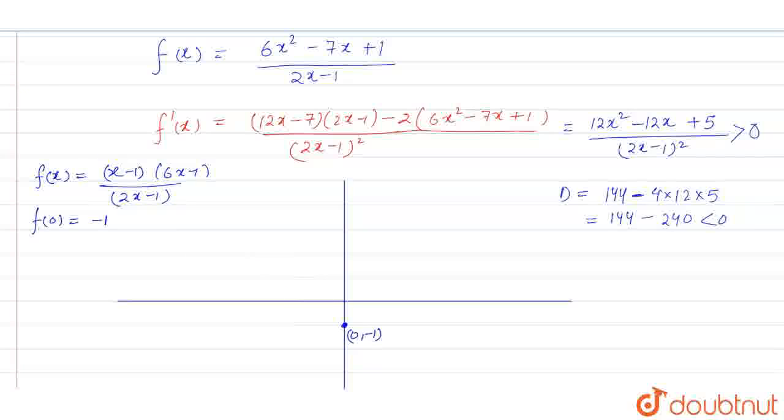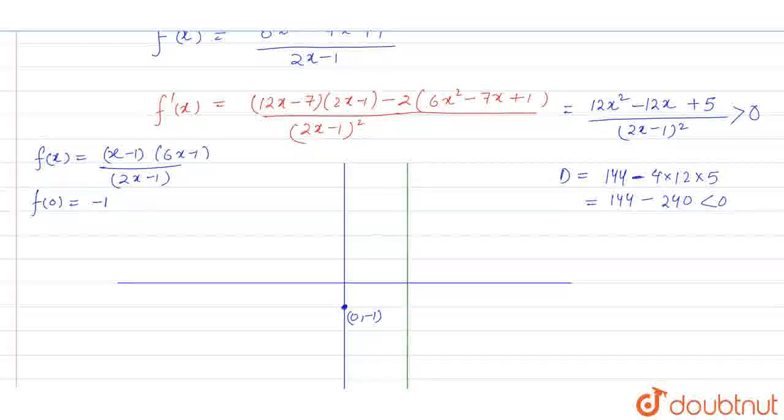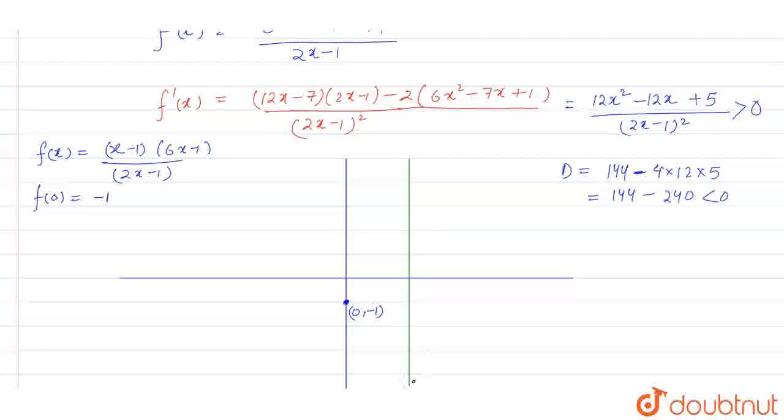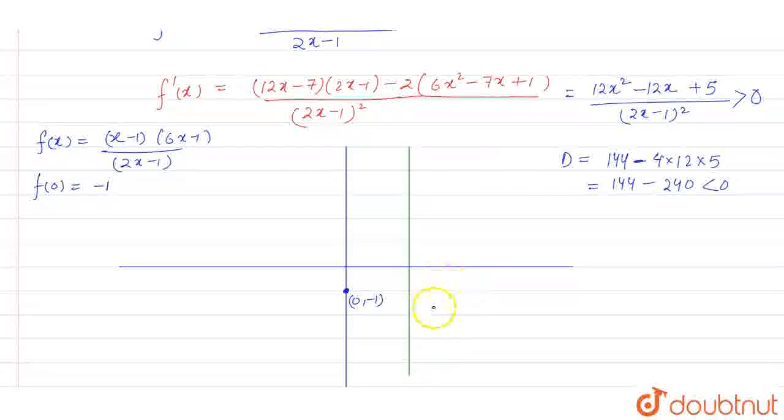Now clearly x is equal to 1 by 2 is your asymptote. So the graph will have a line asymptote something like this. So this is the line x is equal to 1 by 2. Now this function f(x) is getting 0 at x is equal to 1 and x is equal to 1 by 6. So 1 is somewhere here.